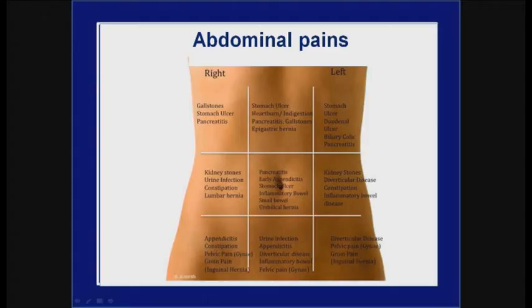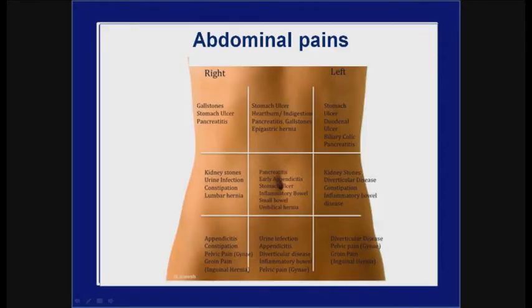So the right hypochondrium would be gallstones, stomach ulcers, pancreatitis. The epigastric is the stomach again, heartburn, which we're going to be talking about, indigestion, again pancreatitis, gallstones, and epigastric hernias or hiatus hernias. On the left-hand side, we've got the stomach ulcers, duodenal ulcers, biliary colic, and pancreatitis. So you see there's a certain amount of moving over of conditions, isn't there? And we need to be quite accurate with our diagnosis. If a person has pain, it can be referred from, sometimes, another quadrant there.